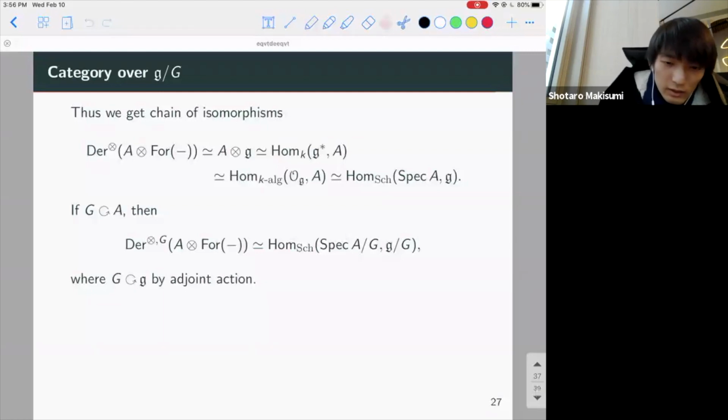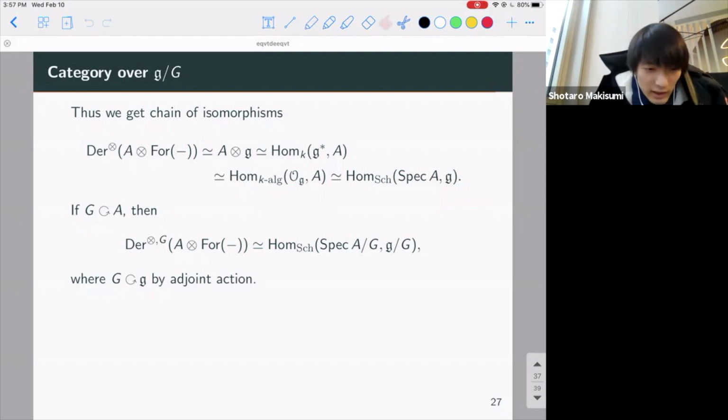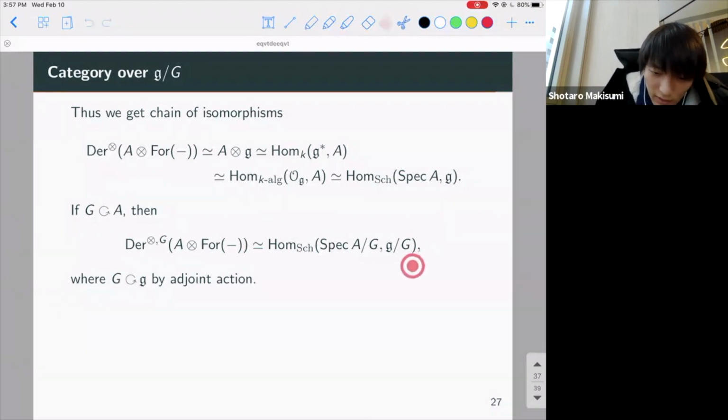So now we get this chain of isomorphisms. This first isomorphism is the previous page. And then I can rewrite a tensor derivation as a K-algebra homomorphism from functions on the Lie algebra g to A. And if I add a G action on my K-algebra A, then you can trace through this action and see that on the right-hand side, I'm going to end up with a morphism of schemes from Spec A mod G to the Lie algebra g mod the adjoint action G.